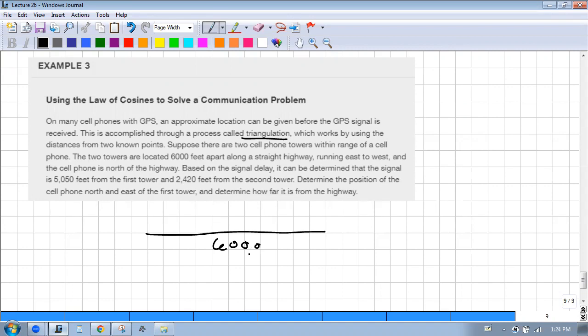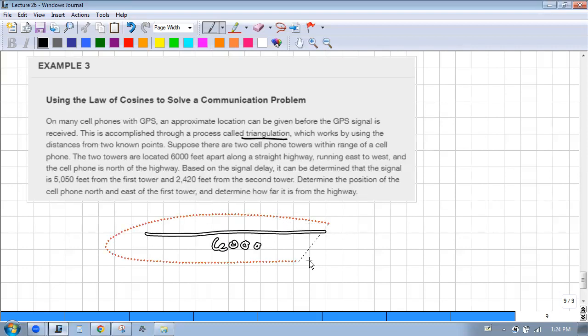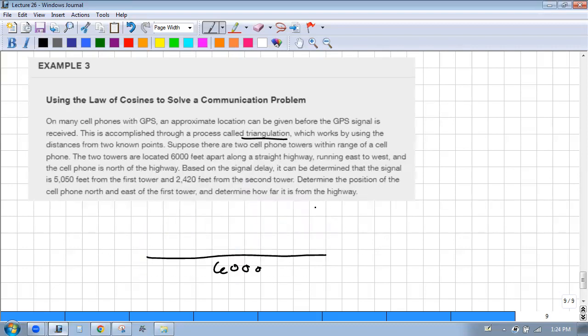6,000 feet apart. The highway is running east to west. Well, first off, if the highway runs east to west, doesn't it also run west to east? Highways usually go both ways. They say east to west specifically, though. And they say the cell phone is north of the highway. So I'm going to put C for cell phone. Based on the delay, it could be determined that the signal is 5,050 feet from the first tower.